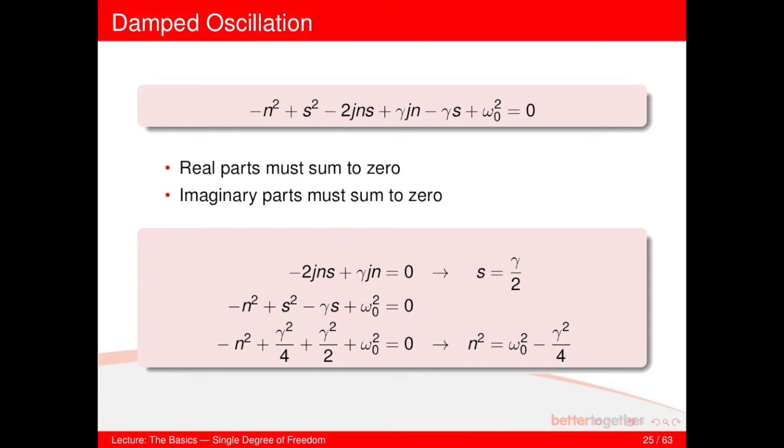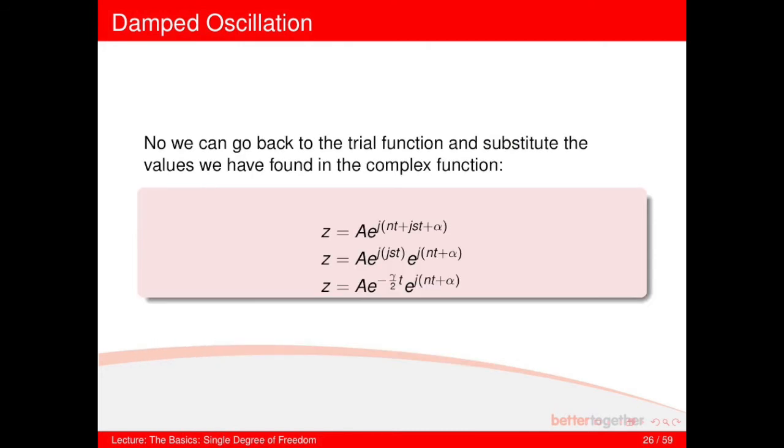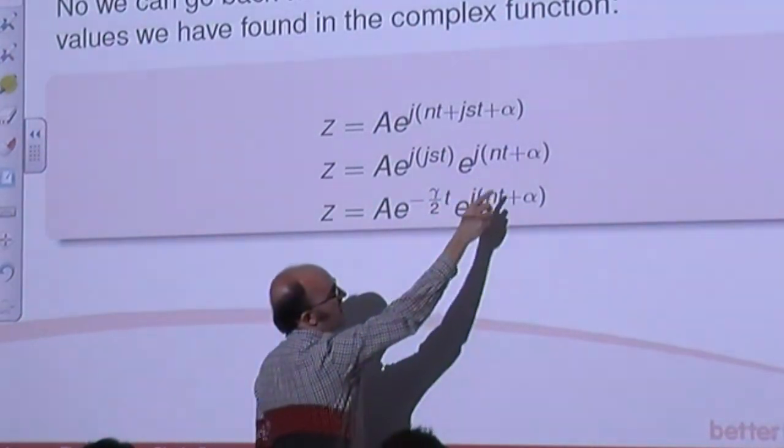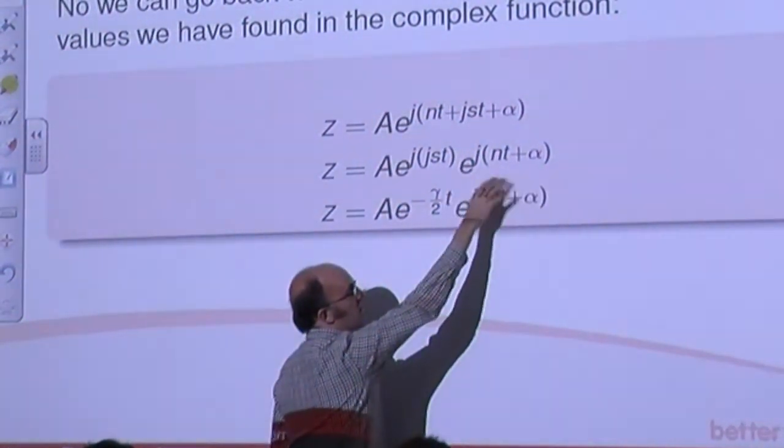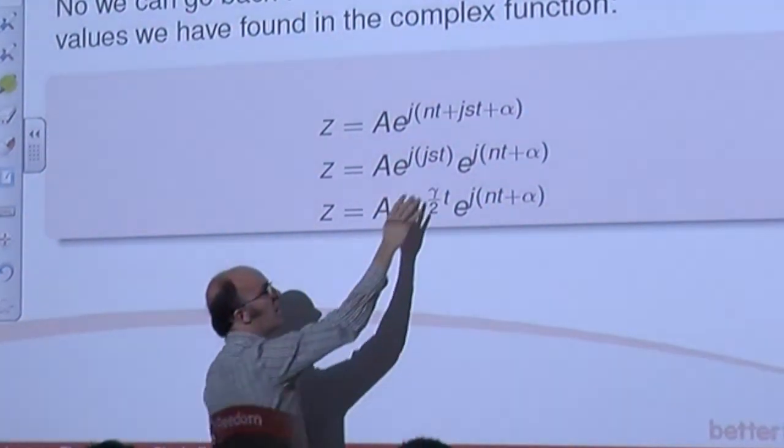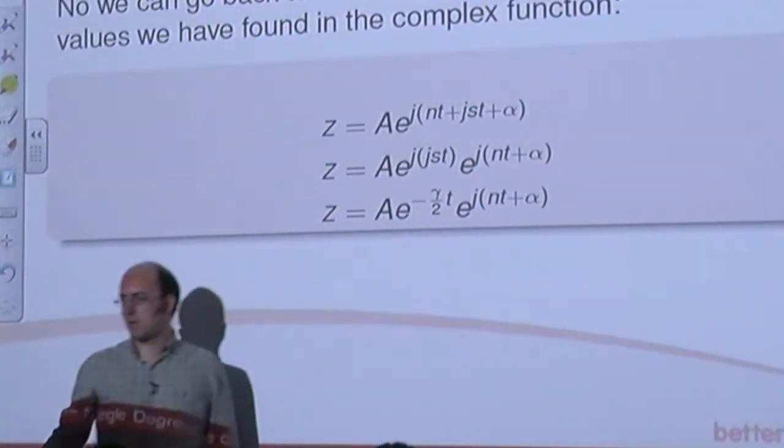So we've got two terms which combine to make p. If we remember, we had z equals A e to the pt plus alpha. Well, we stick in for p, n plus js, and so you get nt plus jst. With an exponential, you can separate it out. So we've got A e to the j times jst, and then e to the j nt plus alpha. The real part of that is an oscillation, isn't it? Where this turns into minus gamma upon 2 times t.